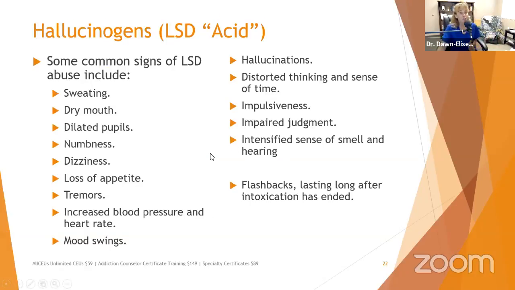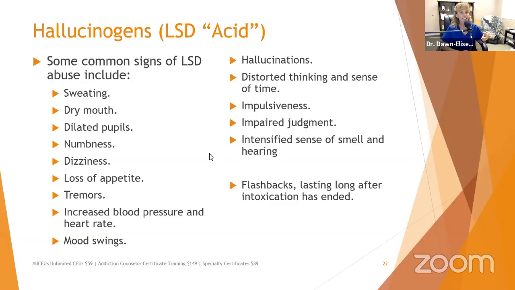Now, another hallucinogen that we hear a lot about is LSD or acid. Common signs of LSD abuse include sweating, dry mouth, dilated pupils. Got those blown pupils again. Numbness. Remember, dilated pupils are also common in what? Stimulants. So you can't just look at a person's eyes and go, you took that drug. You do need to do a little bit more exploration.